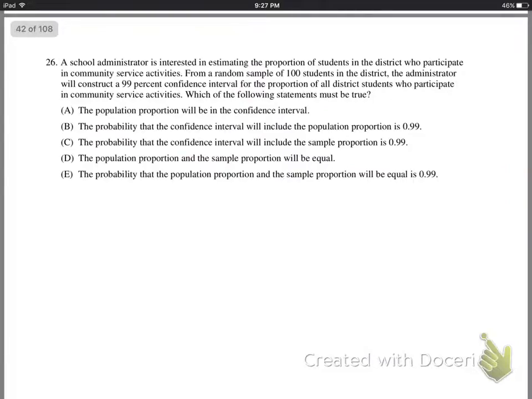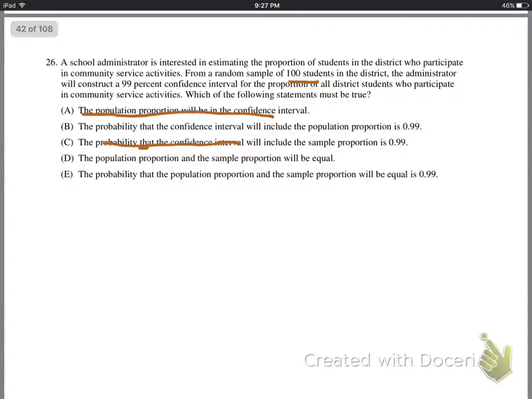Okay, number 26, I think, is an interesting twist on confidence intervals. So you have 100 students and a 99% confidence interval. All right, and so we know the population proportion. Well, we're confident, but we're not sure. Okay, it's not in there. And the deal is, we know that it contains a sample proportion, but that is not what we're interested in. Okay. I think the answer is B here.